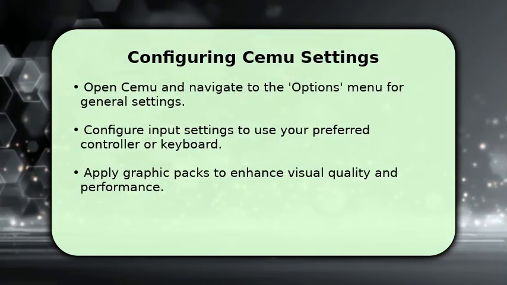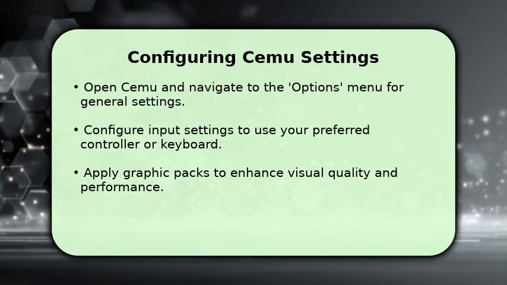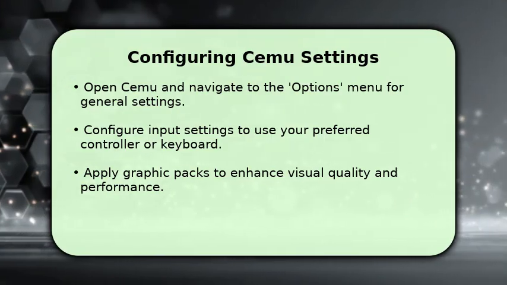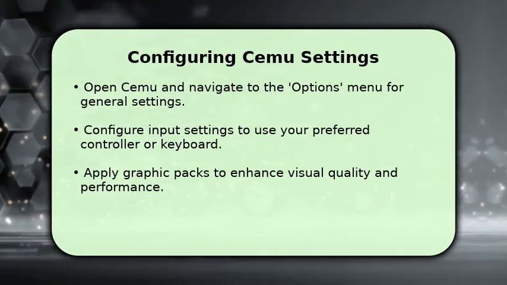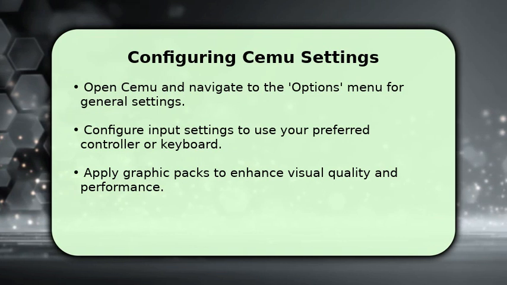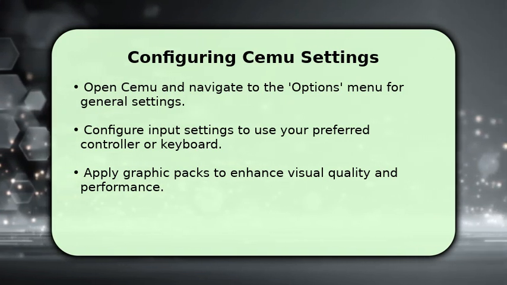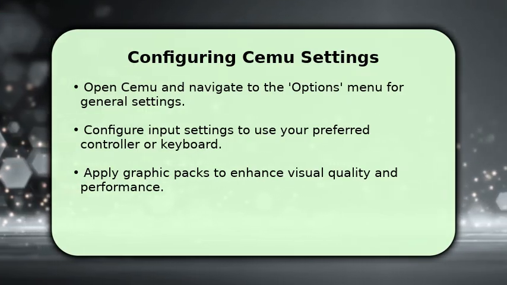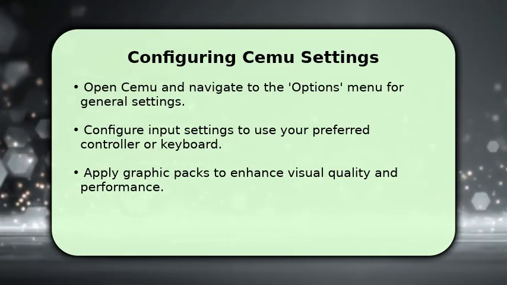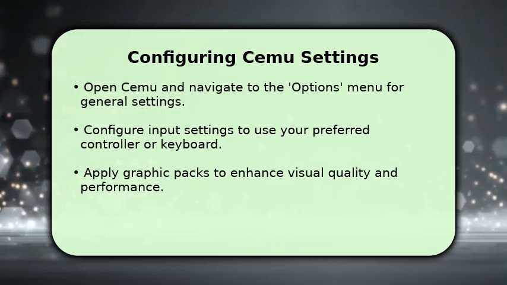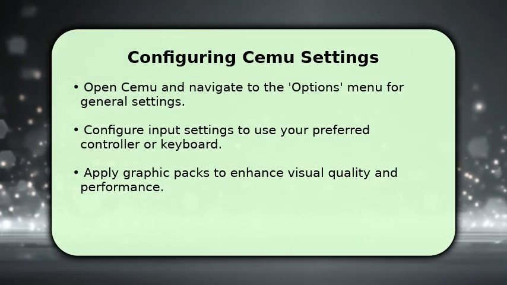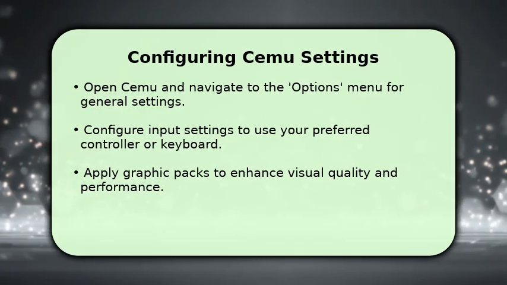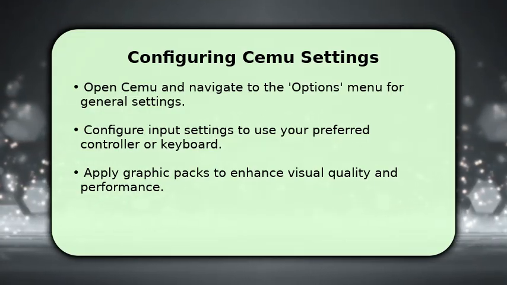With your game files in place, it's time to configure CEMU for optimal performance. Open the emulator and head to the Options menu. Here, you can adjust various settings, including your input controls. Make sure to set up your preferred controller or keyboard. Additionally, explore and apply graphic packs to significantly improve the game's visual fidelity and overall frame rate. These adjustments are key for a smooth experience.